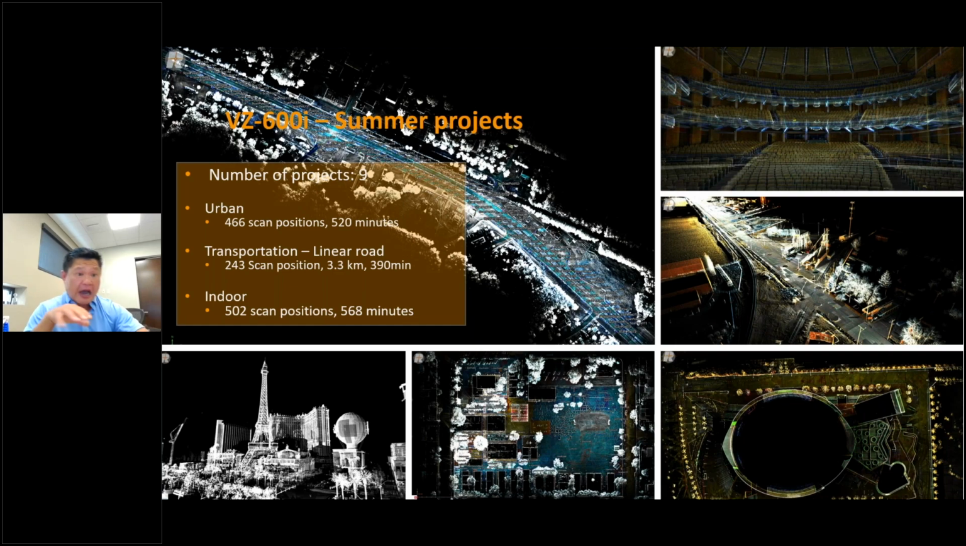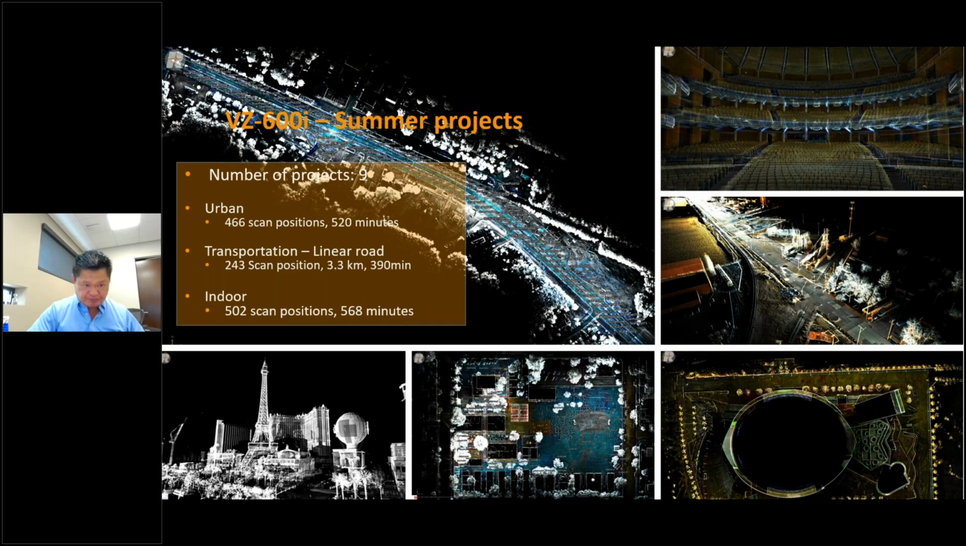243 scan positions. Now, I've done a lot more, but I only wanted to include projects where I could share the data. If I did a demo for the Department of Transportation, I can't share that data, but I can share the numbers, right? So these are only linear projects: 243 scan positions, covering 3.3 kilometers, and 390 minutes.